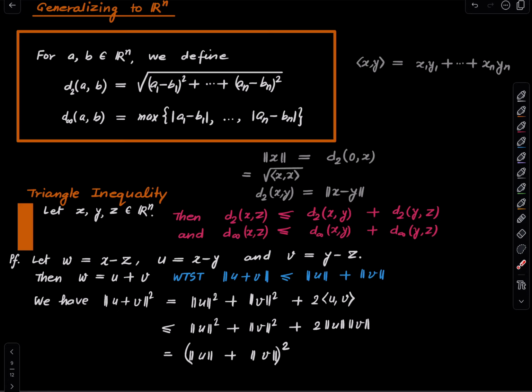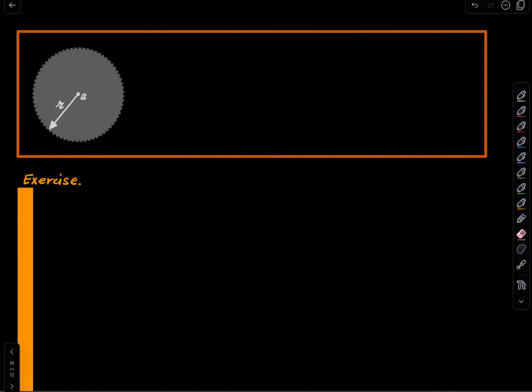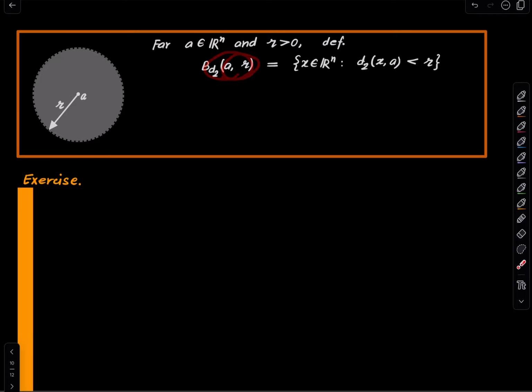So lastly, we define the balls. So for A in Rn and a positive real r, define the ball of radius r around A as the collection of all the points in Rn whose Euclidean distance from A is less than r. Right? So this is the Euclidean ball of radius r around A, and similarly you can define the infinity ball.